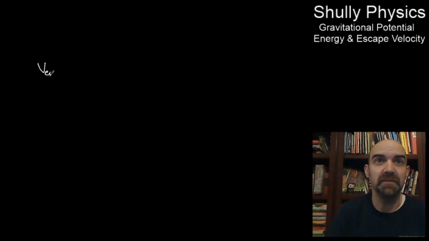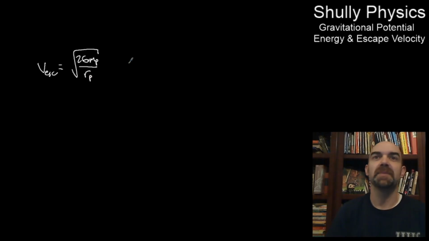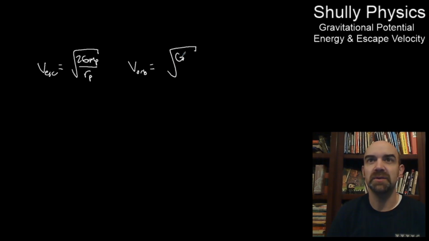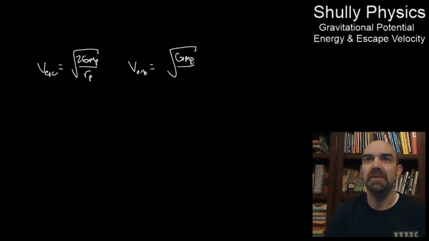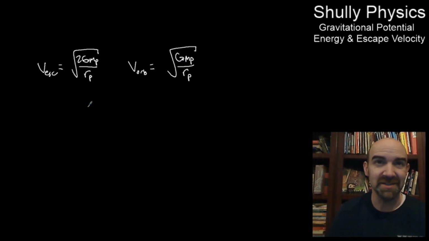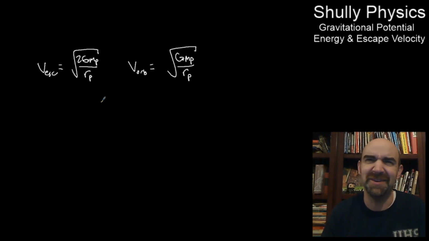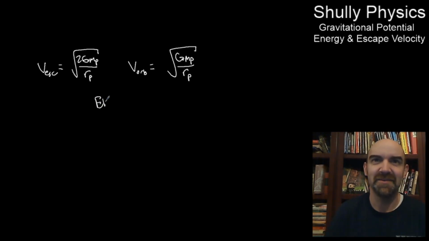If you're looking for that escape velocity that we learned about today, that is the square root of 2 G times mass of the planet, divided by radius of the planet. For the orbital velocity, it looks very similar, square root of G times mass of the planet divided by the radius of the planet. So there's a difference between those two. If you're ever looking for an orbital velocity, what am I talking about? An elliptical orbit. I should make a note here. This is for a circular orbit.